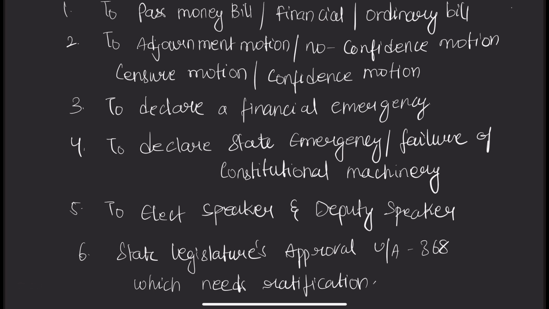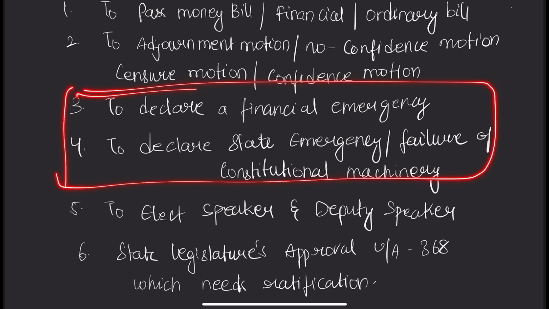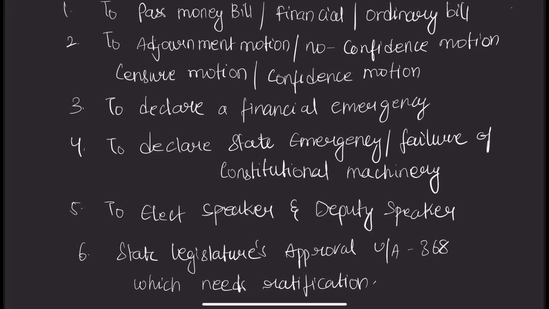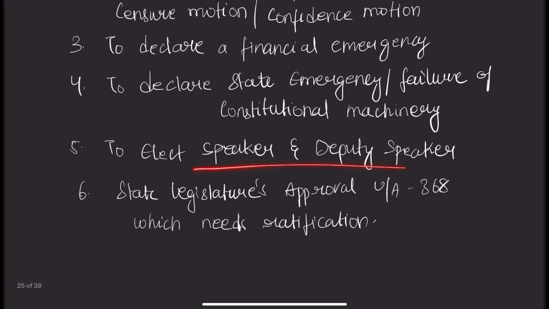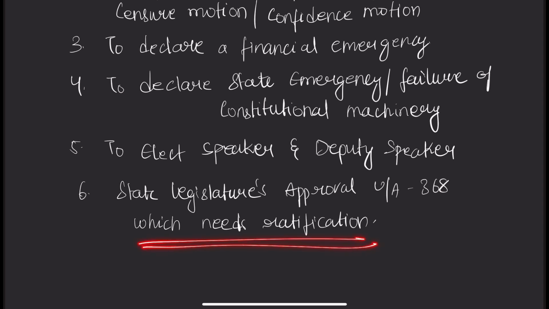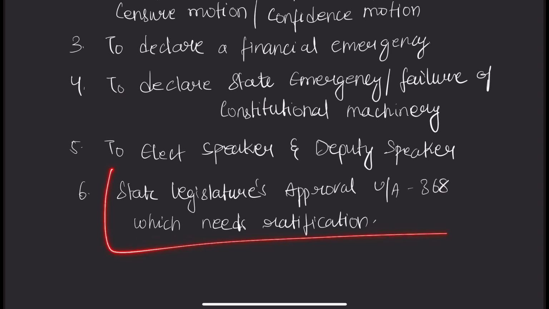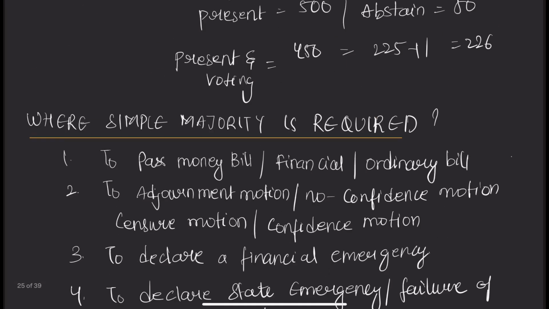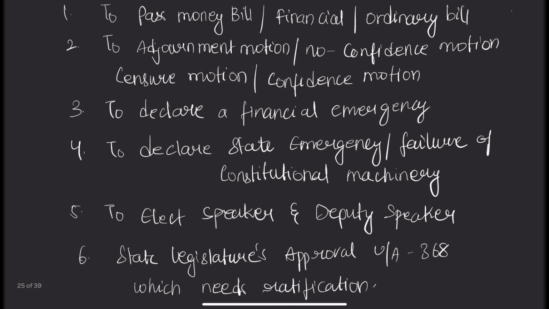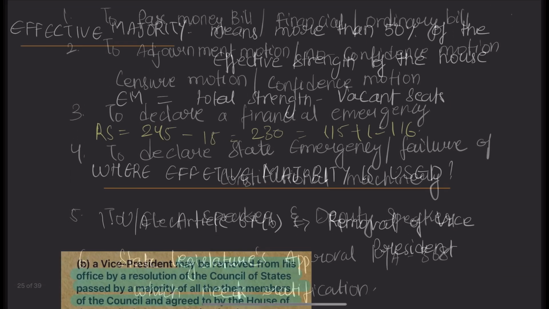To declare a financial emergency. Even this one will be discussed in a chapter called Emergency. To declare a financial emergency, state emergency, which is also called failure of constitutional machinery. To elect speaker and deputy speaker. State legislature's approval under Article 368, which needs ratification. So we'll be discussing this in detail in further slides. So this is simple majority. These are some facts you have to remember where simple majority is used.